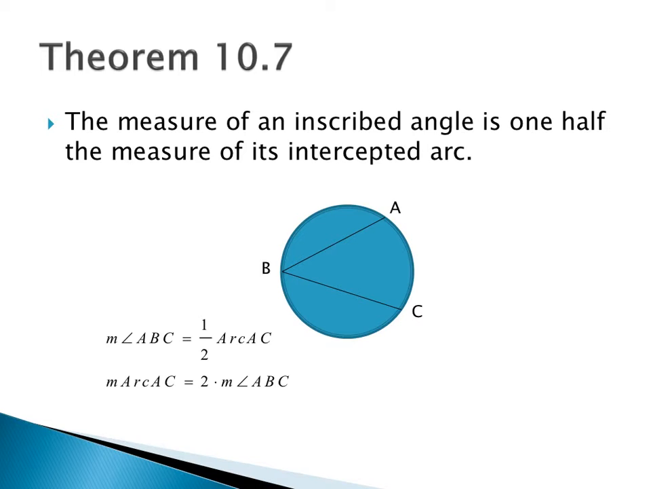So if I was looking for the measure of angle ABC, I would figure out the measure of the arc it intercepts and cut it in half. So if that was 80, then my angle is 40. And vice versa. If I had the measure of the angle here, I would double it to get the measure of the arc. So the angle is always half the arc.